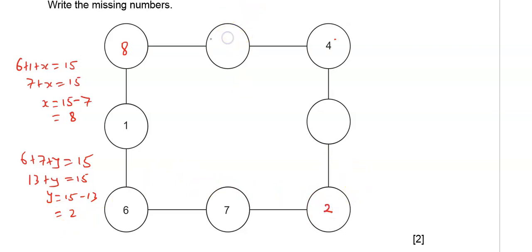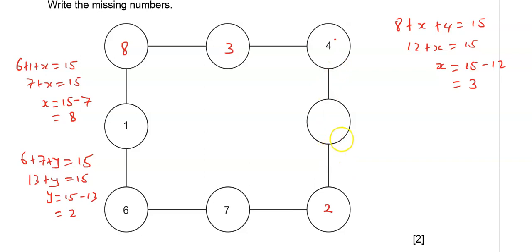Now let's find which number here. Let's call this one x. So 8 plus x plus 4 gives us 15. So 8 plus 4 gives us 12, plus x should be 15. Therefore, x is equal to 15 take away 12, which gives us 3. So x here is 3.